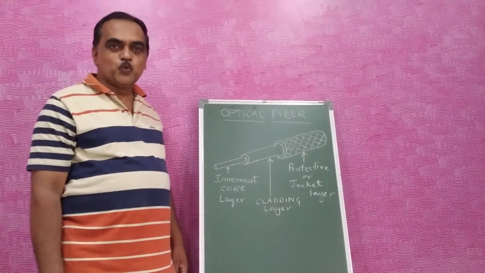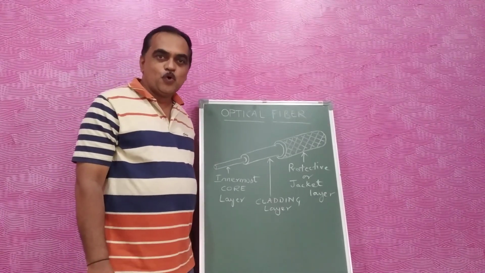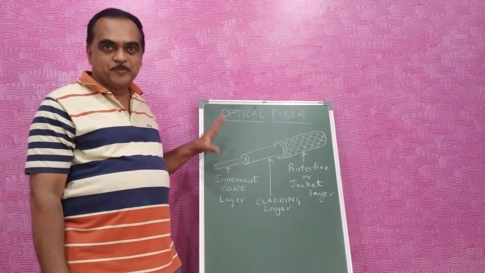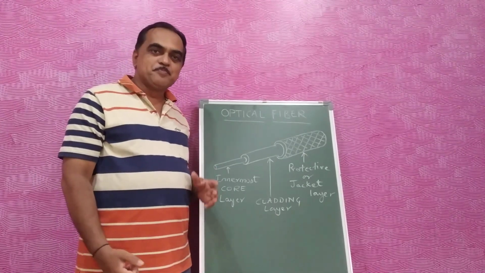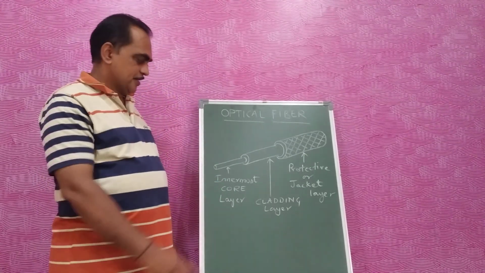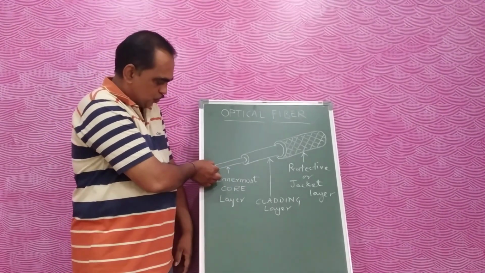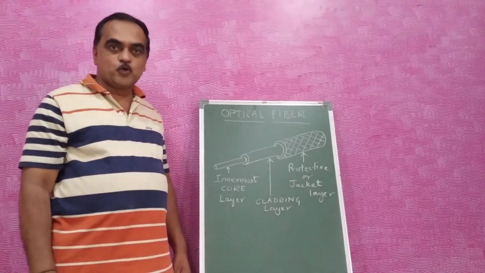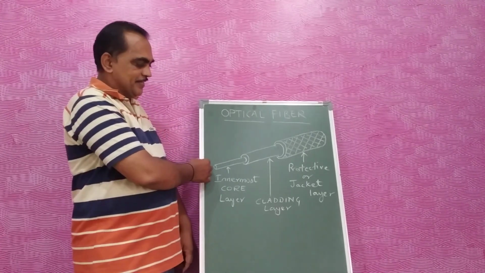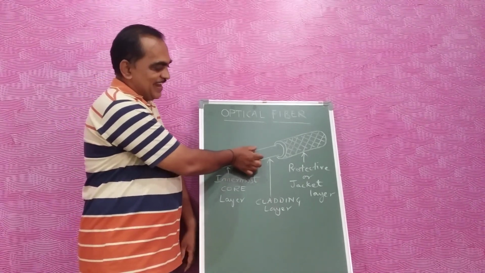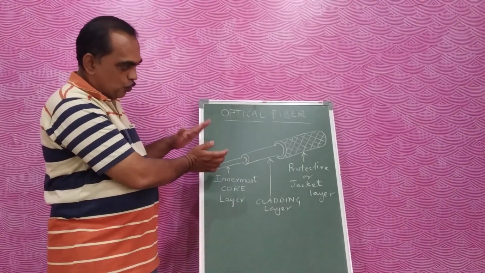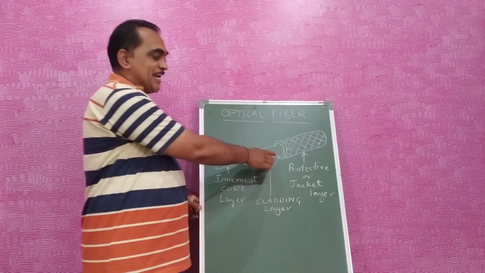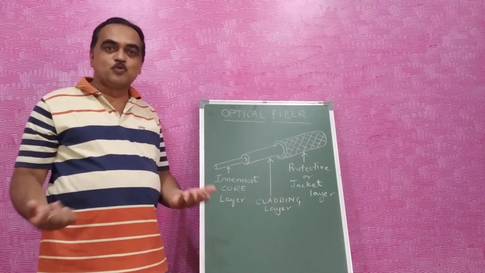Dear students, today I am going to tell you about what is an optical fiber. Now, as I have shown in this diagram, optical fiber is made up of three parts. The first part, which is shown over here, is called the innermost core layer, the core. Upon that, we have a cladding layer, and upon this whole assembly, we have something called a protective or jacket layer, which is like an insulation tape.